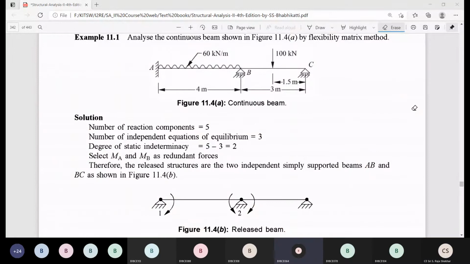Explain once more. Procedure explain cheyala, problem explain cheyala.